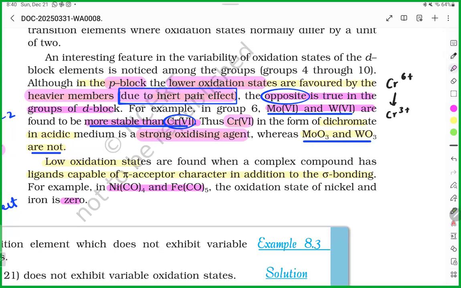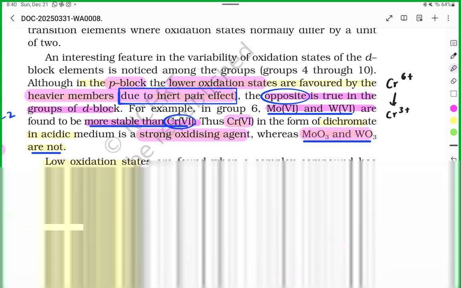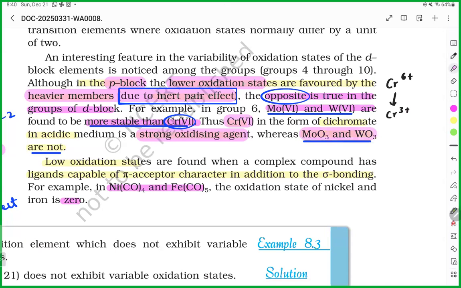But molybdenum or tungsten are not oxidizing agents. Why? They are happy with +6. They are like, no, we don't want to go anywhere else. We are happy with that. Makes sense.